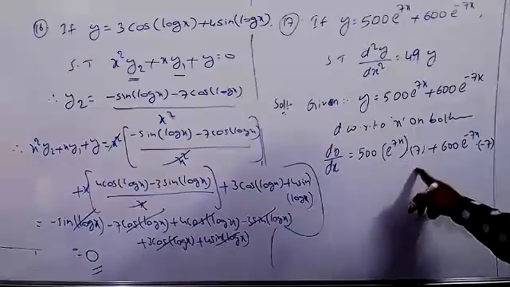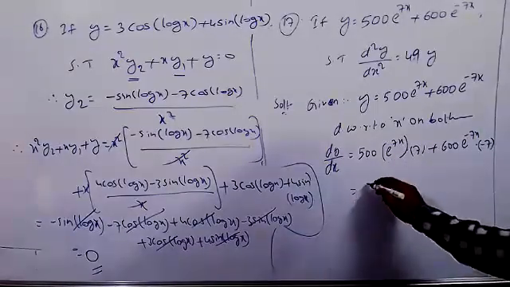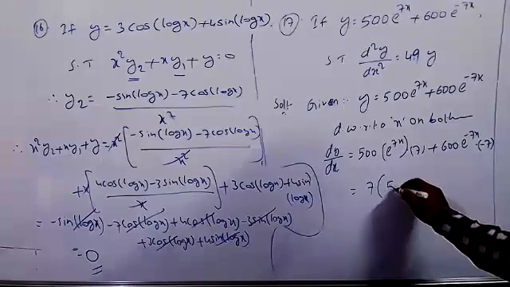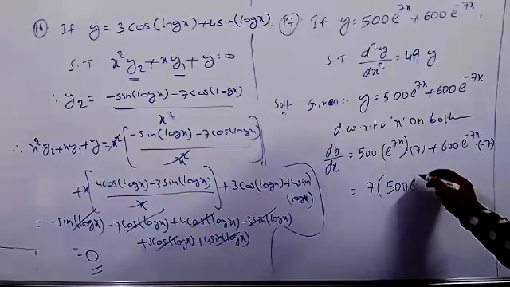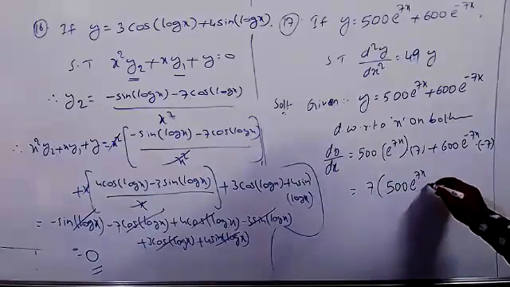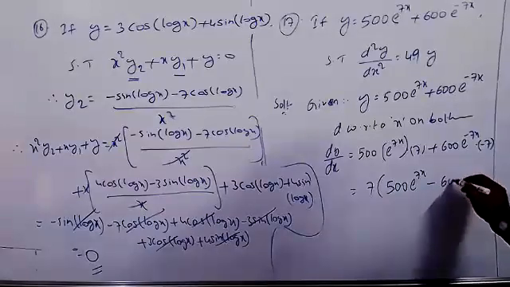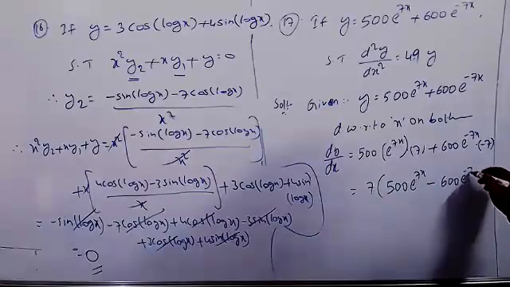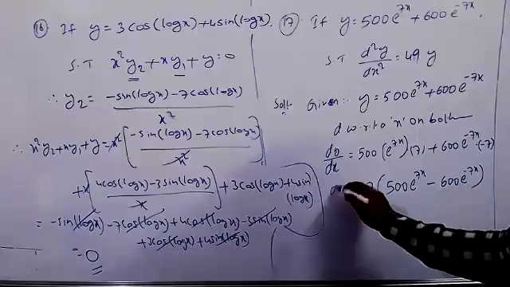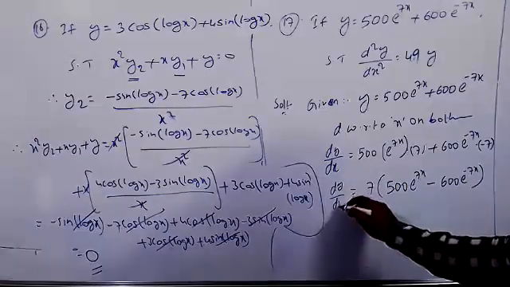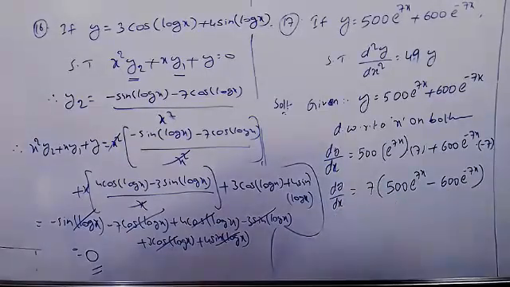So this one you can write as it is. Just you can take common here now, 7 you can take common. So 500 into e power 7x minus 600 into e power minus 7x. This is the value of dy by dx.